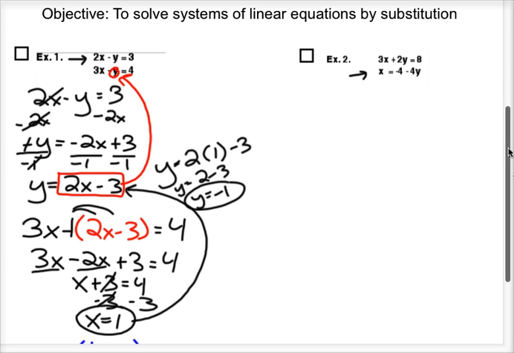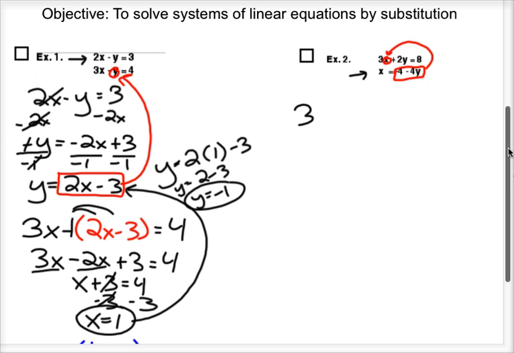So again, I'm going to take that -4 minus 4y. I'm going to take what that x equals, and in the other equation, I'm going to put it in where I see the x. I am substituting it in for x because they are the same thing. They are equal. So I'm going to rewrite that first equation.